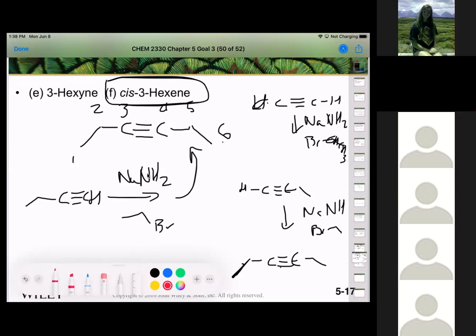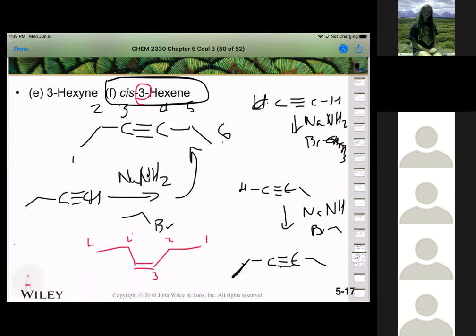We have to make cis-3-hexene. So that means we have a double bond in the middle. And we have 1, 2, 3 carbons, because it's on the 3 carbon here. But it's cis. That means that the other group has to be on the same side. Let's see, that's 4, that's 5, that's 6. So we have the right number of carbons.